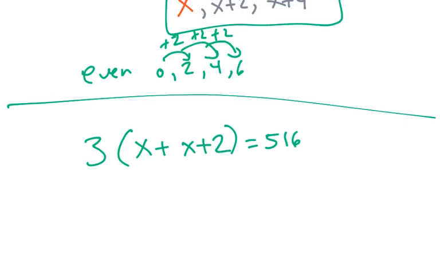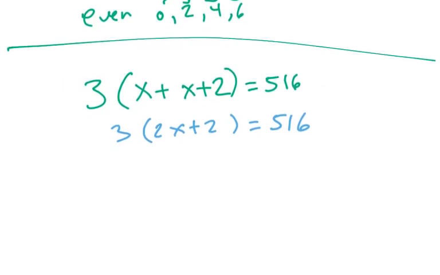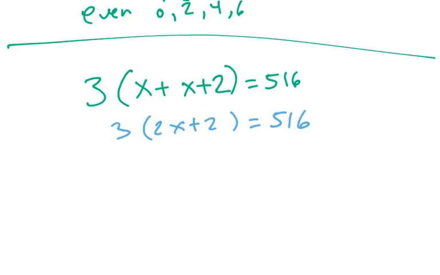X plus x is 2x plus 2. And we have 3 times that equals 516. Now, we could distribute the 3, but I'm always fishing for the easy way. And the easy way here is actually to divide by 3. Now, I do not know what 516 divided by 3 is, but I do know that 3 goes into 516.